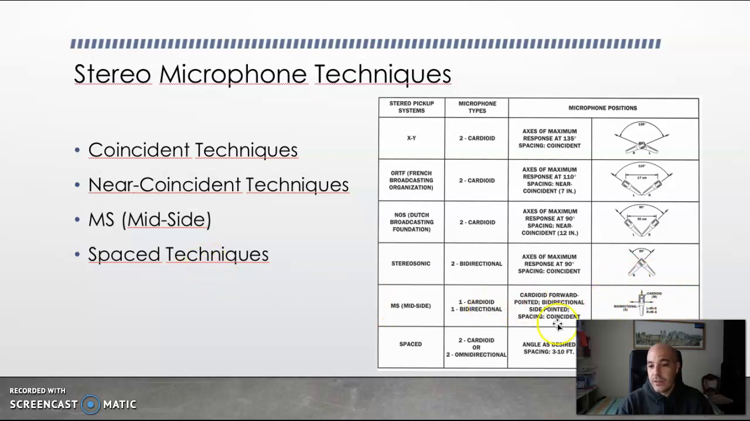And the spaced techniques are related with this graphic, and the microphones are separated, but the distance between microphones is set in order to cover the sound source. Maybe the sound source is too big, or maybe we can use this technique to cover a distance or a way.